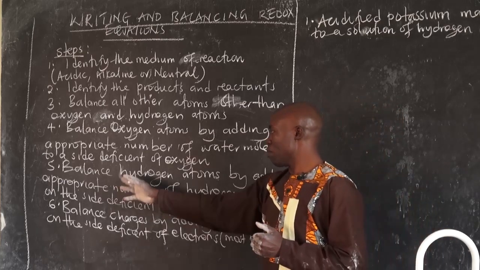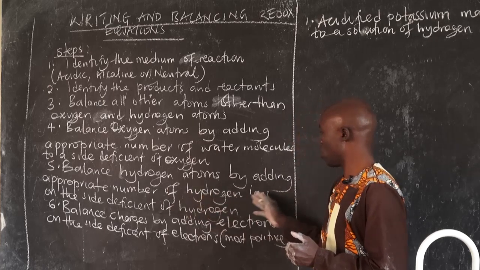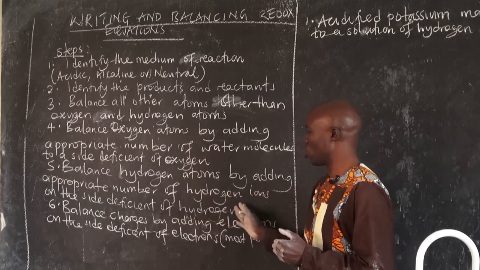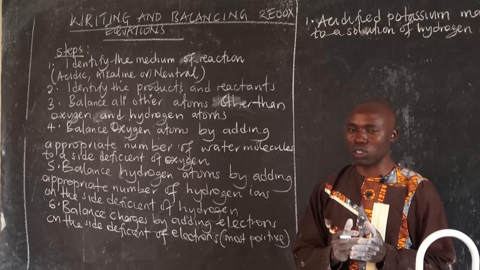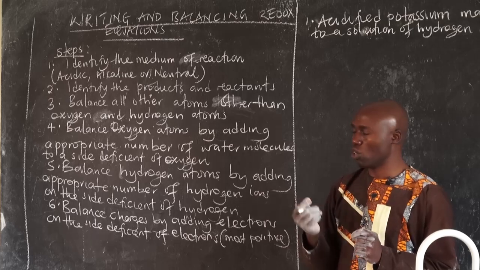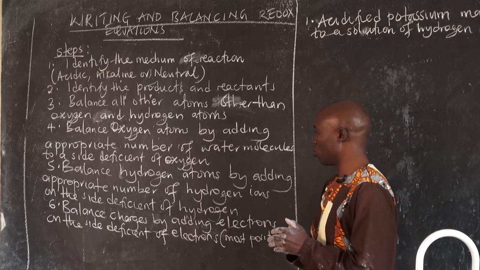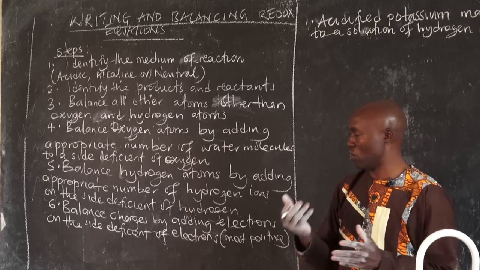Step 5, balance hydrogen atoms by adding an appropriate number of hydrogen ions on the side deficient of hydrogen. So after balancing oxygen atoms, remember you are using water. Water will create hydrogen atoms, so you will have to balance hydrogen atoms using hydrogen ions on the side where the hydrogen atoms are not there.